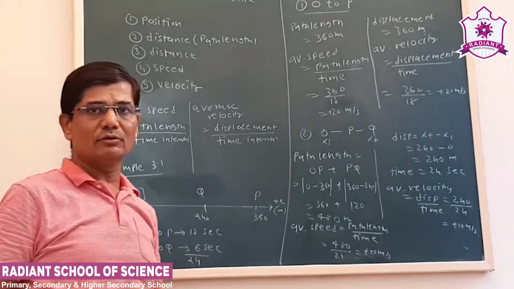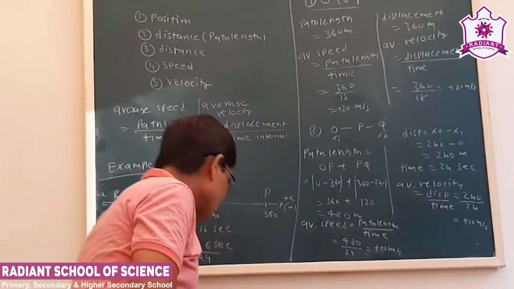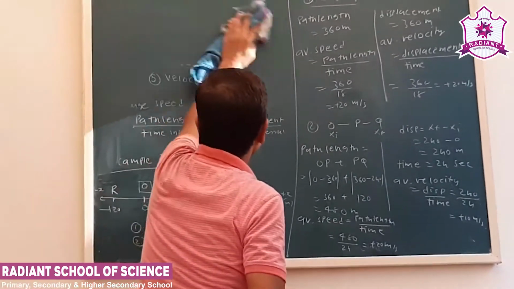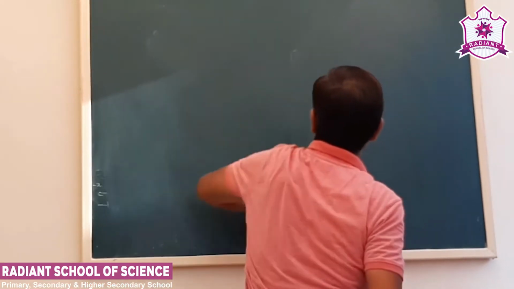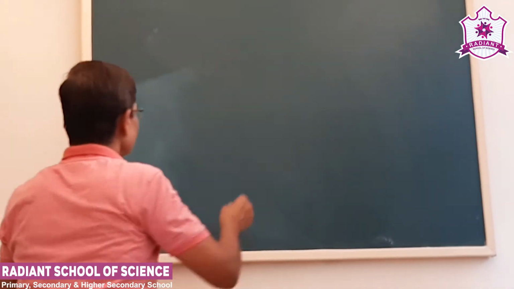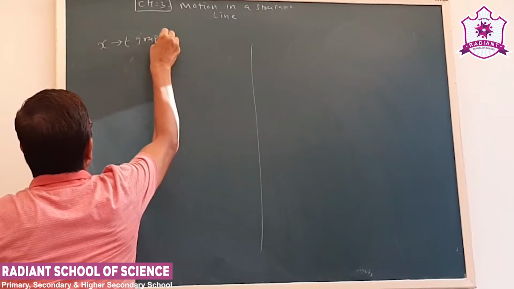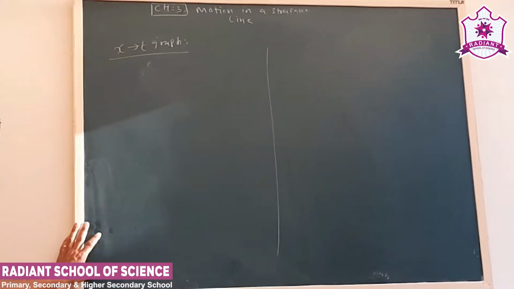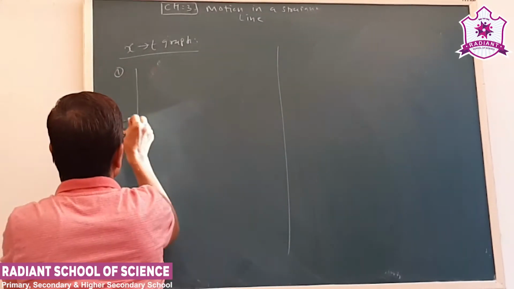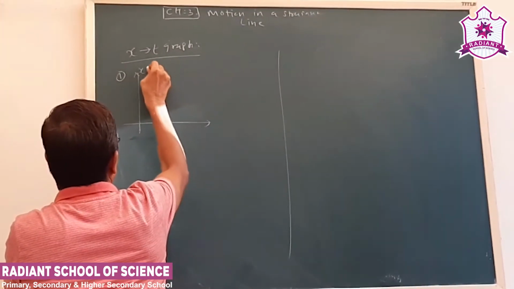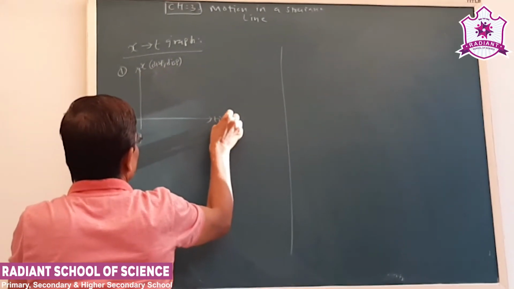Now next we have to see about the graph. First we'll start with the X versus T graph, where X be position or path length or a displacement. Now see the first part of the graph. X may be position, that is distance or displacement, and time.